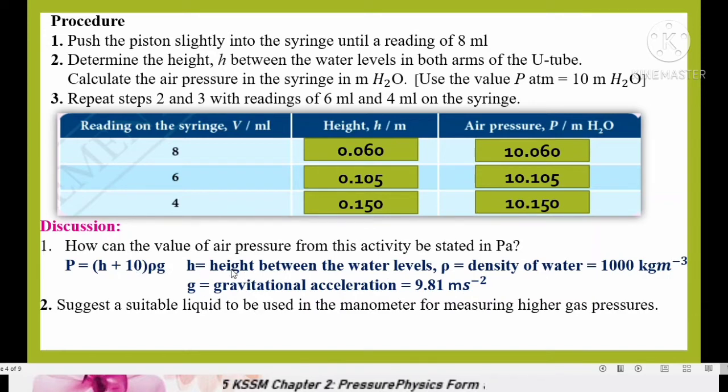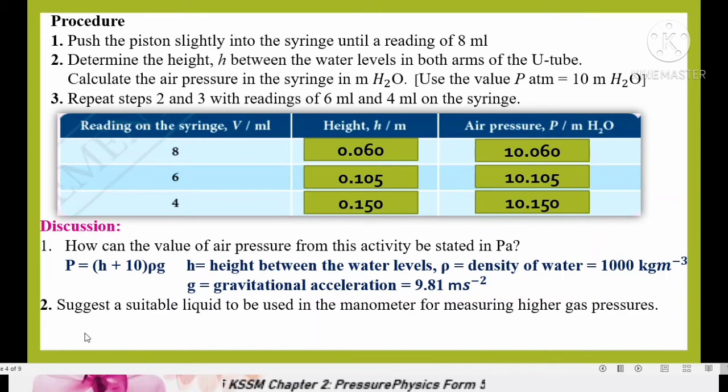So we just can substitute the value of H. Let's say for the 8 milliliter, we get 10.060. So we just substitute here: 10.06 times density of water 1000 multiply 9.81. Thus we get the answer in Pascal. So by using this method, by using this formula.